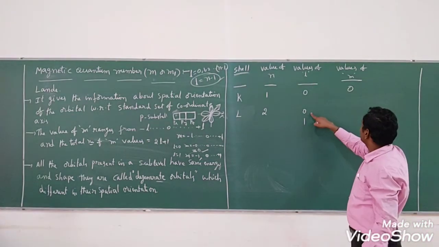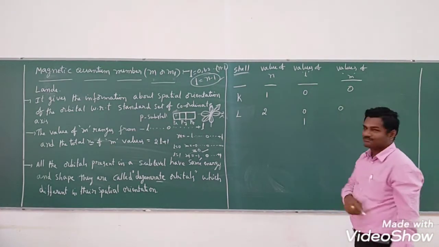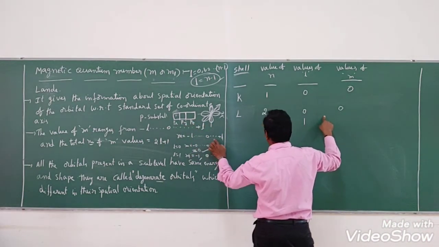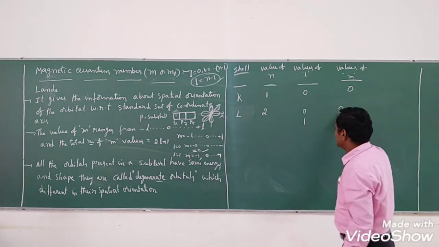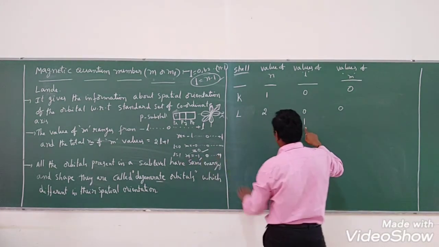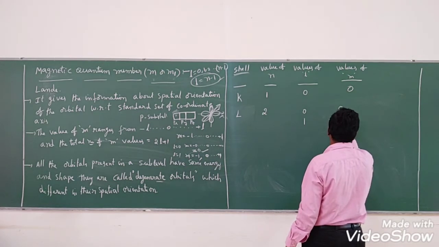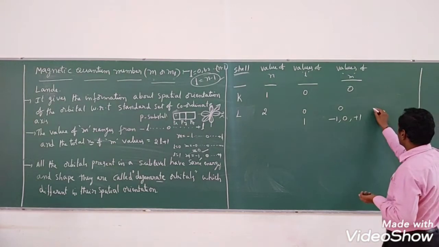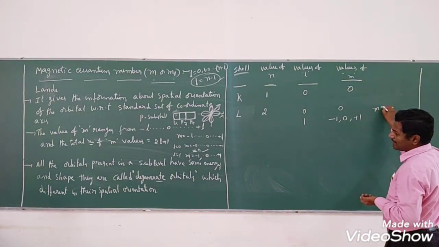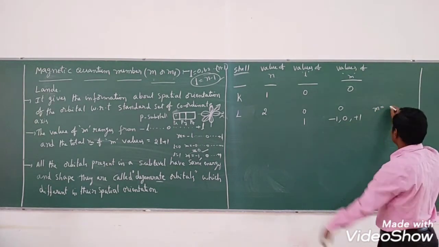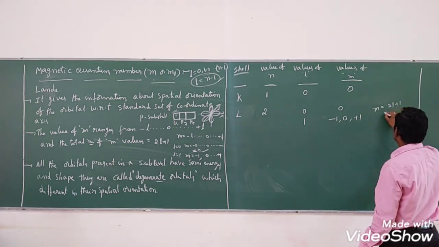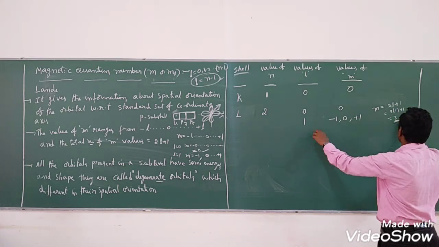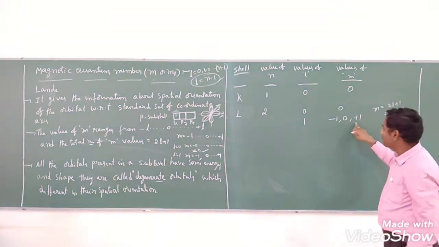So if l equals 0, what are the m values? 0. For l equals 0, how many possible m values do we get? Only 1, that is 0. If l equals 1, what are the possible m values? 3 values. What are they? Minus 1, 0, plus 1, students. How do we know that we get three values? I gave you the formula: total m values is 2l plus 1. Substitute the l value: 2 into 1 plus 1 is 3. The three values are minus 1, 0, plus 1.